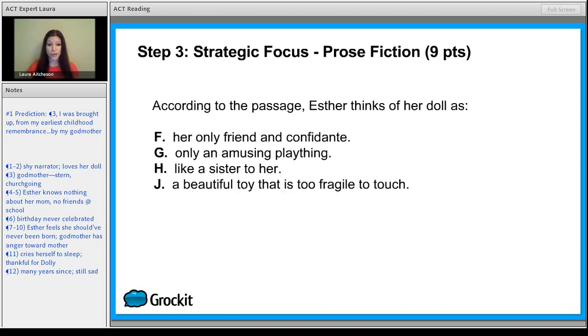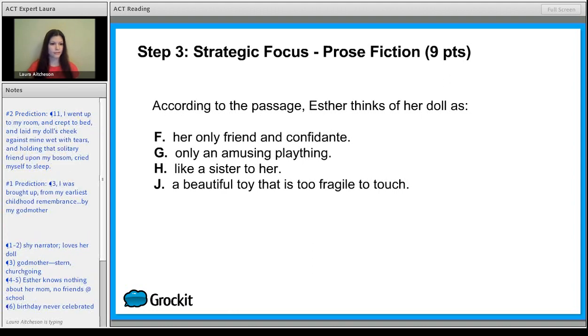We have another according to the passage. In paragraph 11, "I went up to my room and crept to bed and laid my doll's cheek against mine, wet with tears, and holding that solitary friend upon my bosom, cried myself to sleep." It's very sad. Her only friend and confidant.